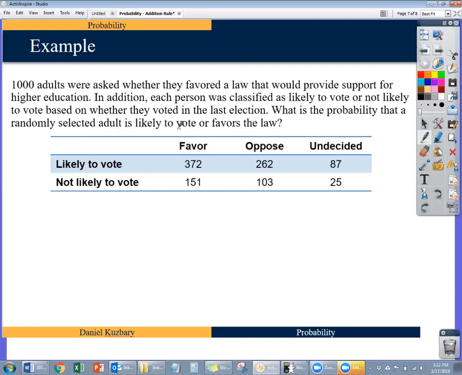I'm sorry, I didn't finish reading. Let me say that again. What's the probability that a randomly selected adult is likely to vote or favors the law? There are 2 events there, and they're joined by the word or, just like everything else in this video. So they're likely to vote or they favor the law.